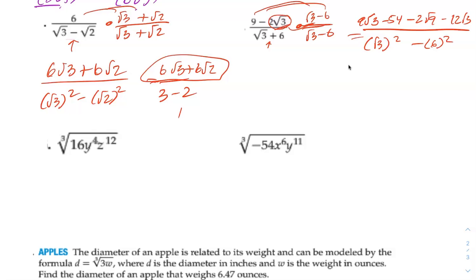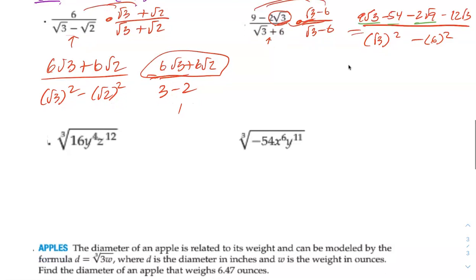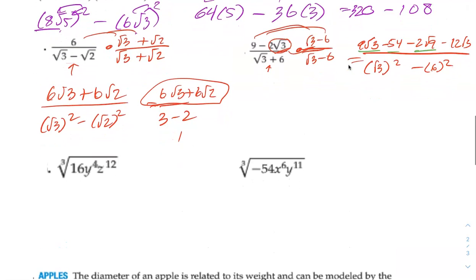Okay, then you gotta simplify it. Let's look at this. That can't do anything. That's just 54. This actually could reduce. Rad 9 is 3, so this is just 6. So let's add up like terms.